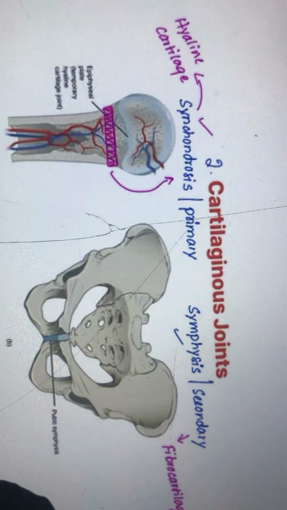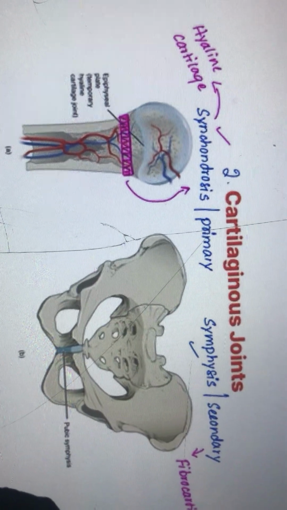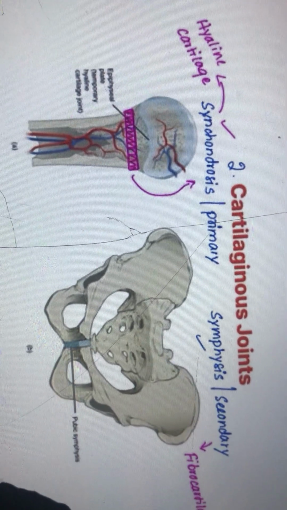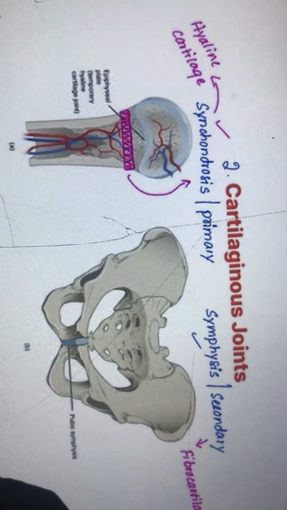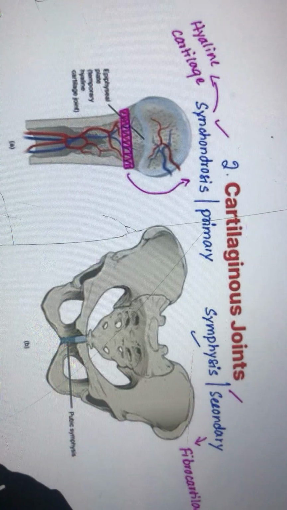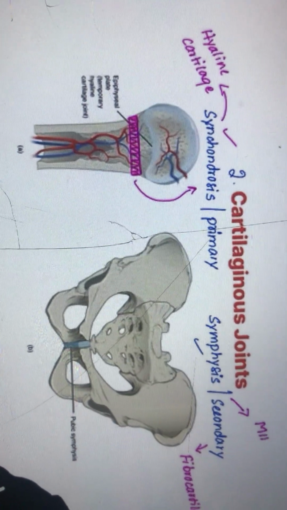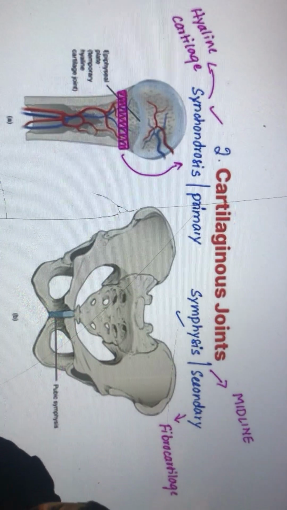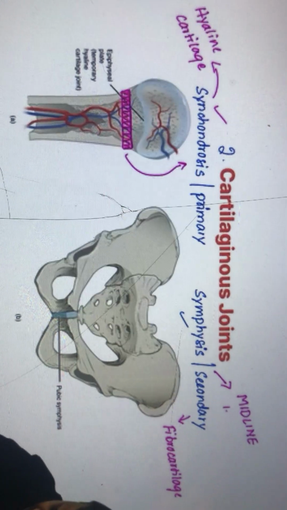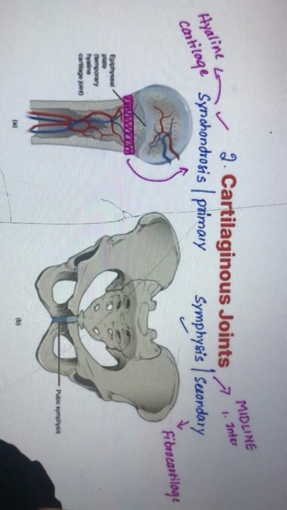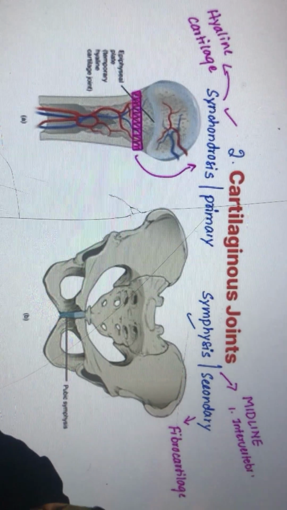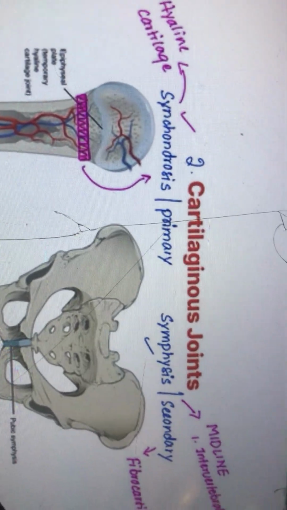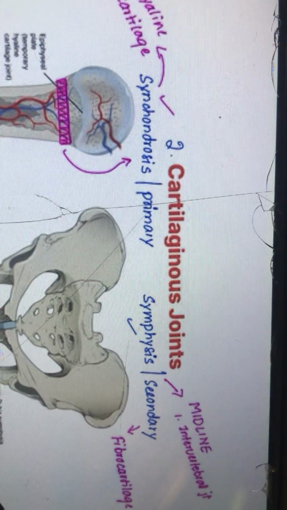Right. What about the symphysis and where exactly is it located? The symphysis or secondary cartilaginous joints are the areas where the two bones are connected by fibrocartilage. And these joints are typically found in the midline. Now, what joints are found in the midline? Remember, the first and most important joint you should think of is the intervertebral joints. The vertebral bodies are connected by a piece of fibrocartilage, the intervertebral disc. That is the best example for symphysis.